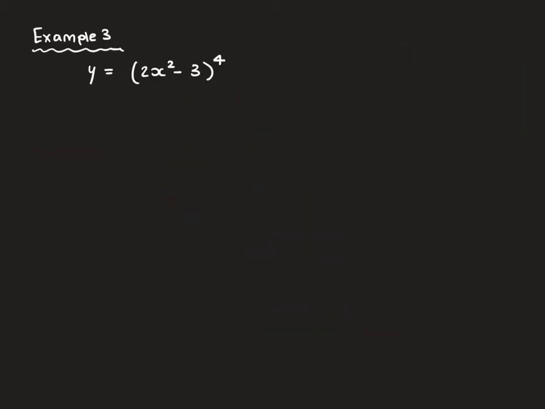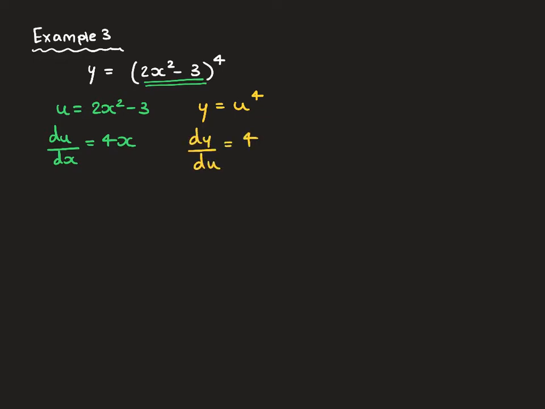So, example 3, y equals 2x squared minus 3 all to the power of 4. Notice the inner function this time is not linear. So u equals 2x squared minus 3. Y equals u to the power of 4. We'll apply the same process as previously. du by dx is equal to 4x, and dy by du is equal to 4u to the power of 3.